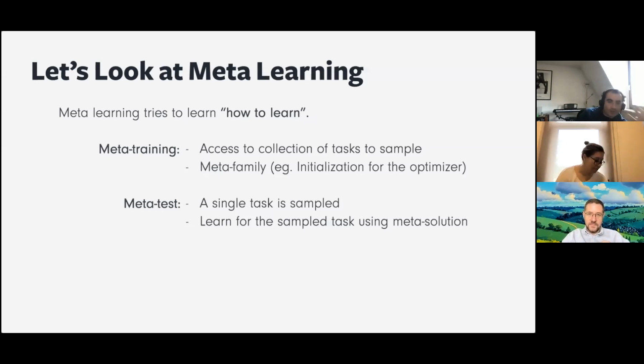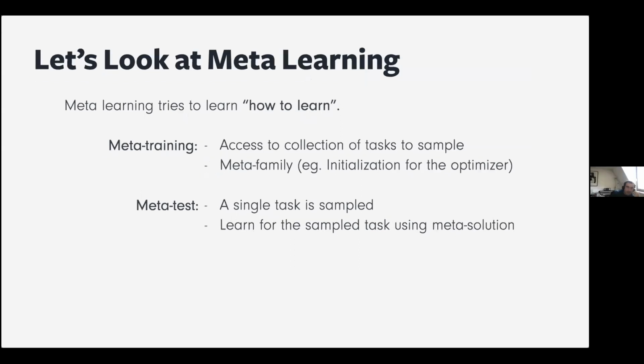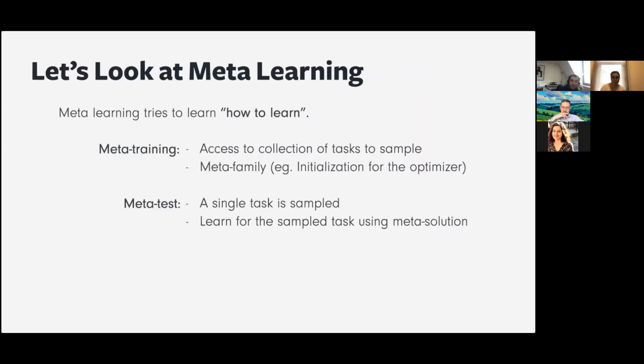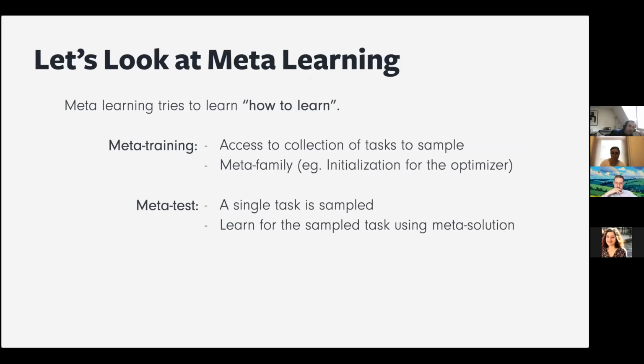We want to learn how to learn. So we have this concept of meta-training and meta-test. In meta-training, your learner has access to a collection of tasks. Here, infinitely many tasks. So you are a learner and there is some oracle, let's say nature, and you can sample as many tasks as you want, and you try to solve them. After this fixed budget, fixed meta-training, nature will sample a completely new task, and you are required to solve this task as efficiently as possible.